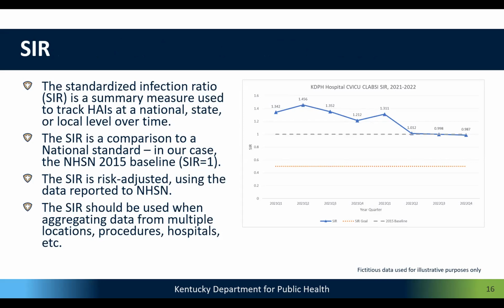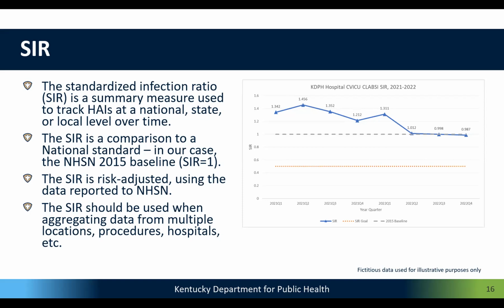The SIR is not just a raw number, it's a comparison. It compares the actual number of observed infections within a healthcare facility to what we would expect based on the national standard. And in this case, the standard is the NHSN 2015 baseline, where the SIR is set at 1. The SIR serves as a benchmark that tells us if a healthcare facility's infection rates are higher or lower than expected. One key feature of the SIR is it is risk adjusted. It takes into account various factors that can affect infection rates. This ensures that the comparisons are fair.